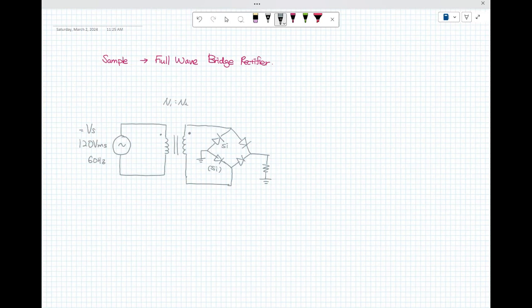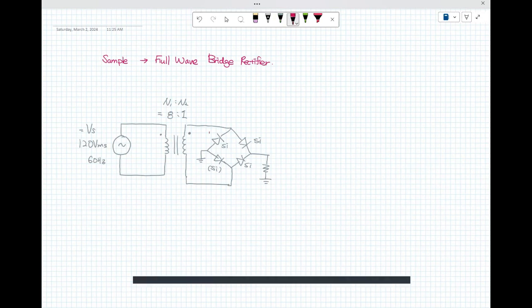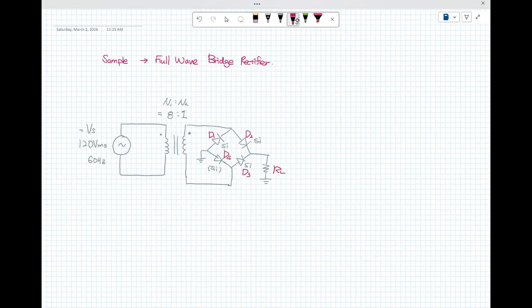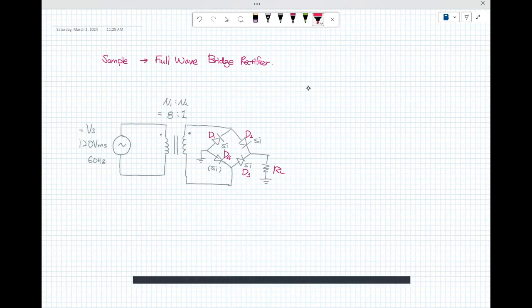And D sub 1 and D sub 2, D sub 3, D sub 4, these are diodes, silicon. This is a load resistor, okay? All right, so that was for the transformer. You know that that was the transformer. That was the primary side. That was the secondary side.